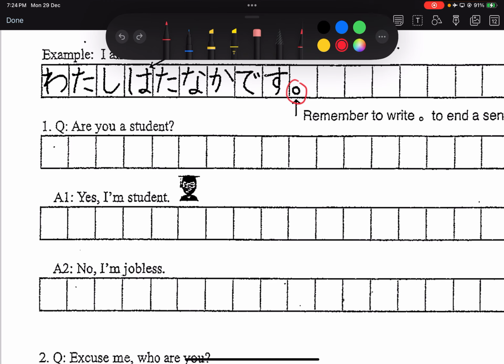あなたは学生ですか? Very good. あなたは学生ですか? Right, so your handwriting should look like this. あなたは学生ですか?